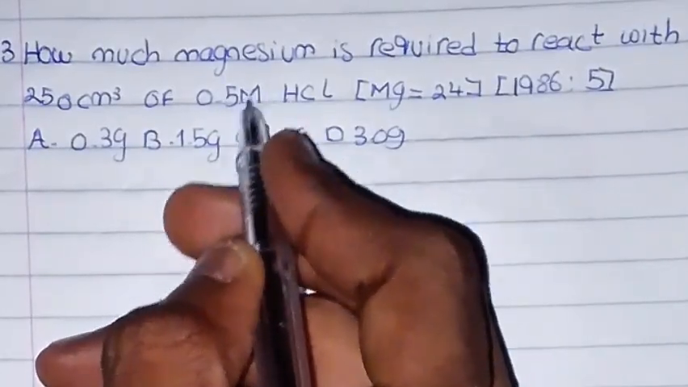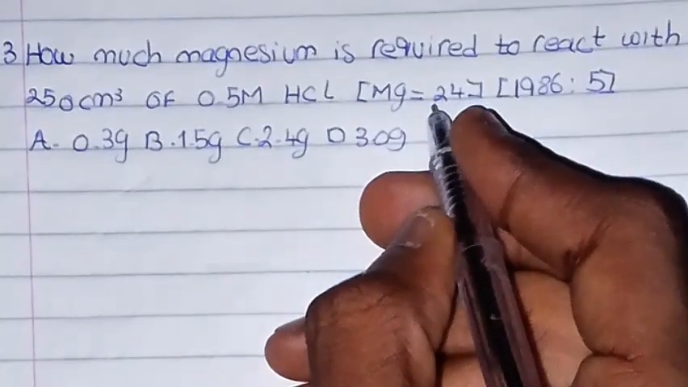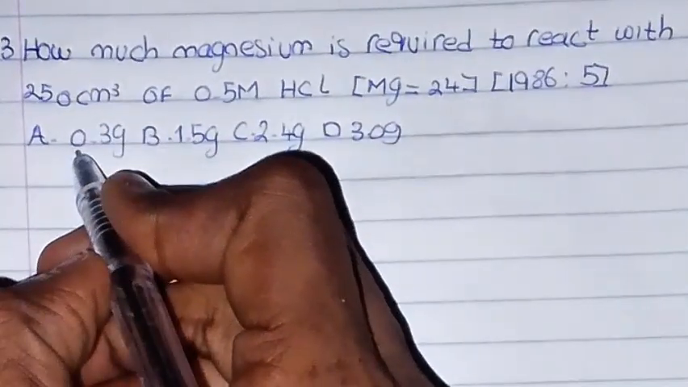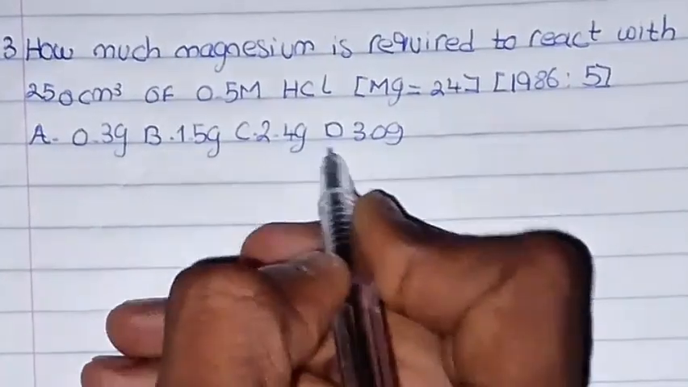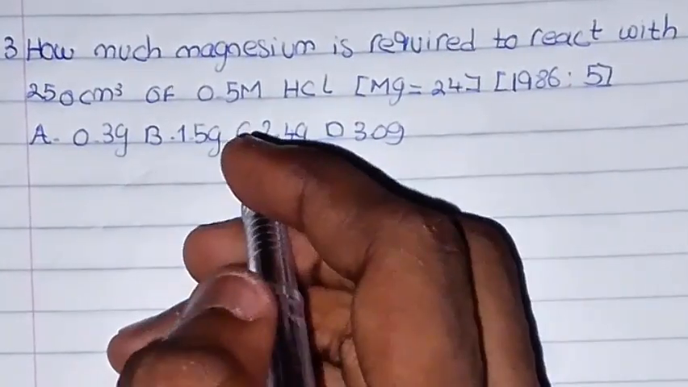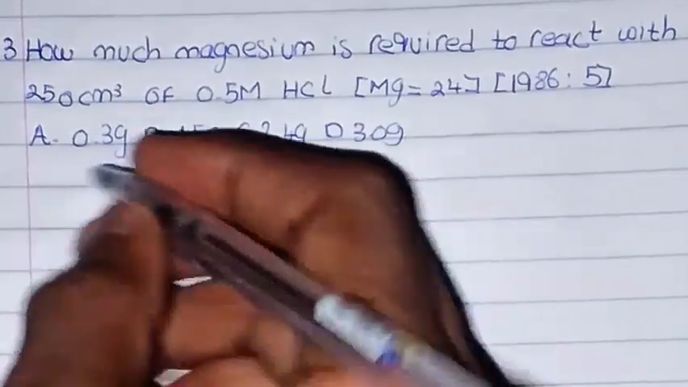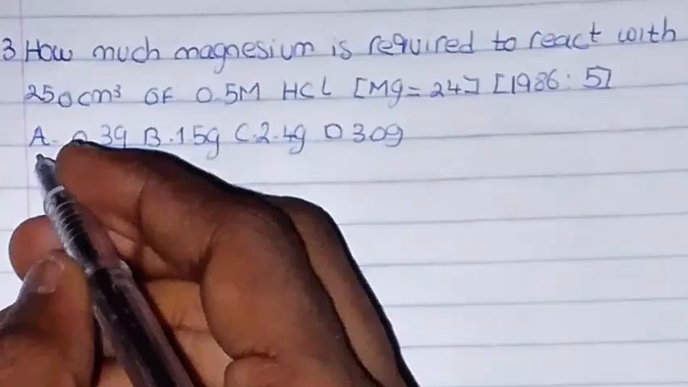We said molar represents concentration in mole per dm cube, right? So they give you magnesium is 24. Option A says 0.3 gram, B 1.5 gram, C 2.4 gram, D 3 gram. As we did before, the first thing we're going to do is to write out the equation. The equation, that's the reaction of magnesium and HCl, from acid, base, and salt.